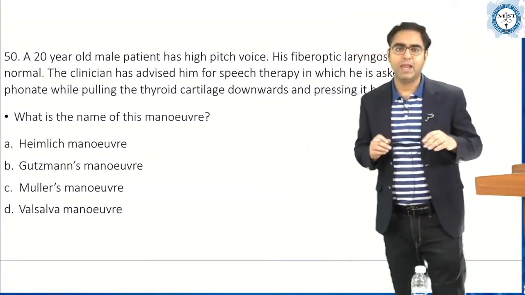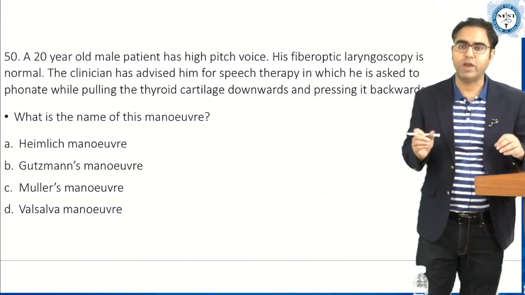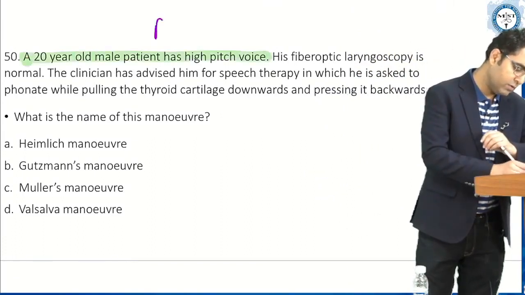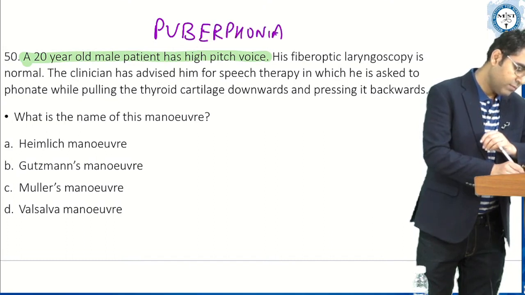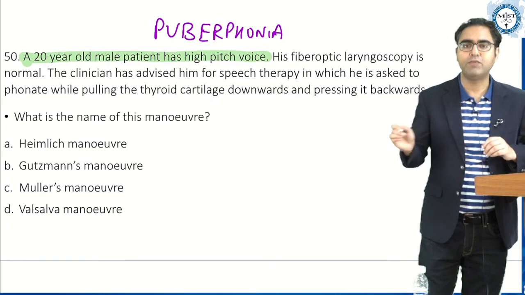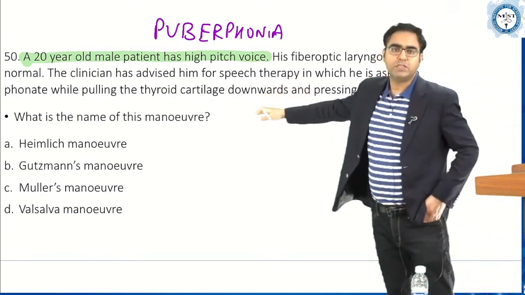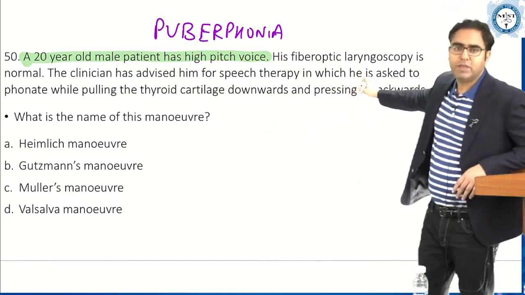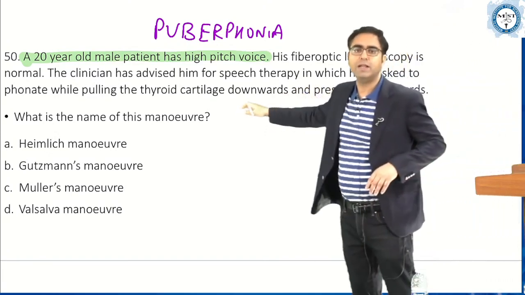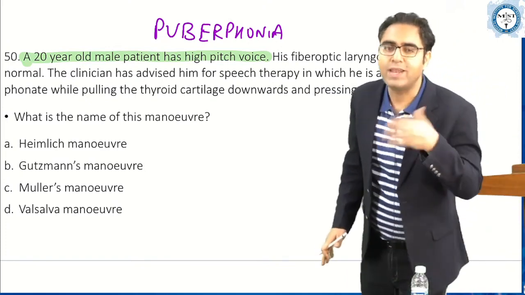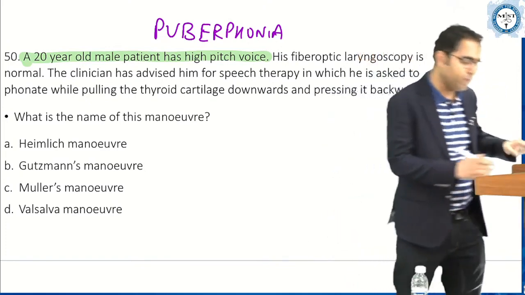A 20-year-old male patient has a high pitch voice. What is the diagnosis? Puberphonia. Puberphonia means a male speaking like a female. Laryngoscopy is normal. Clinician advises speech therapy. In the speech therapy, he is asked to phonate while pulling the thyroid cartilage downward and pressing it backward. What is the name of the maneuver for puberphonia?